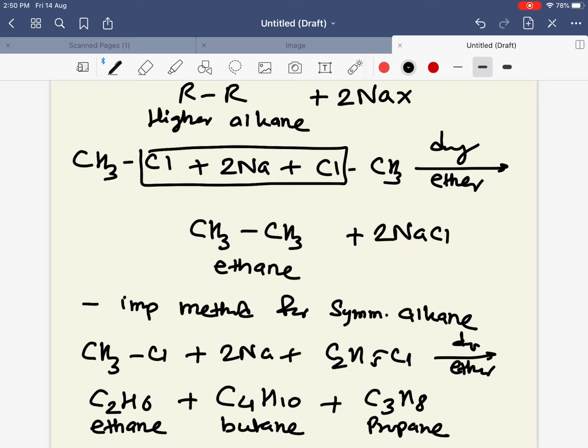So ethane and butane are the major products and propane is the minor product. So you'll get major products butane and ethane and the minor product propane.